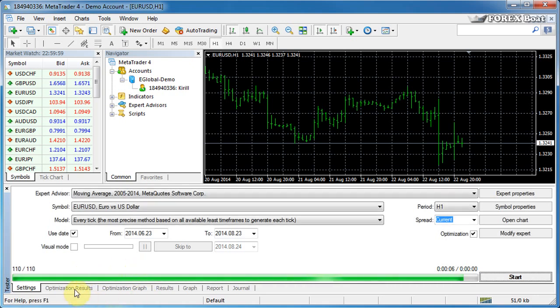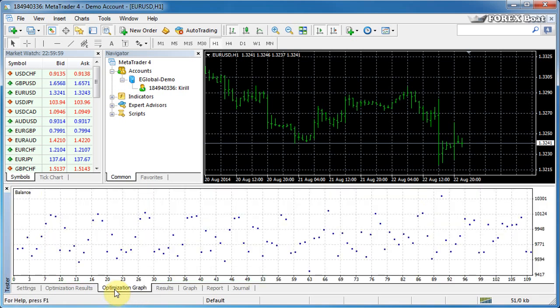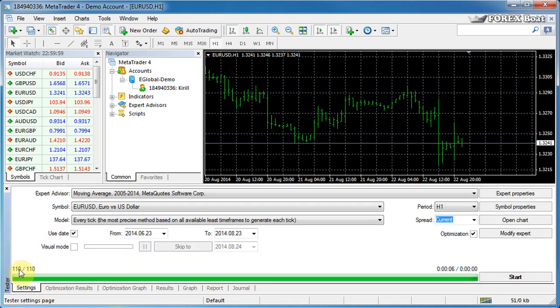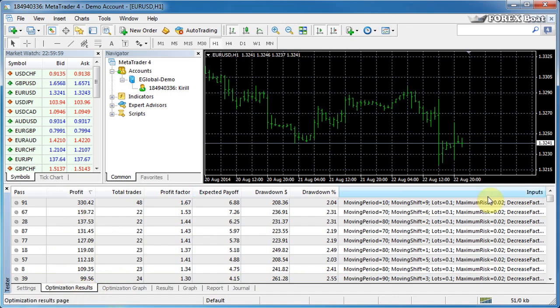As you can see, 2 new tabs have appeared, Optimization Results and Optimization Graph. If we click into the optimization graph, we'll see 110 different results, because we had 110 backtests that were conducted. And in optimization results, we have a list of these results sorted by profit.